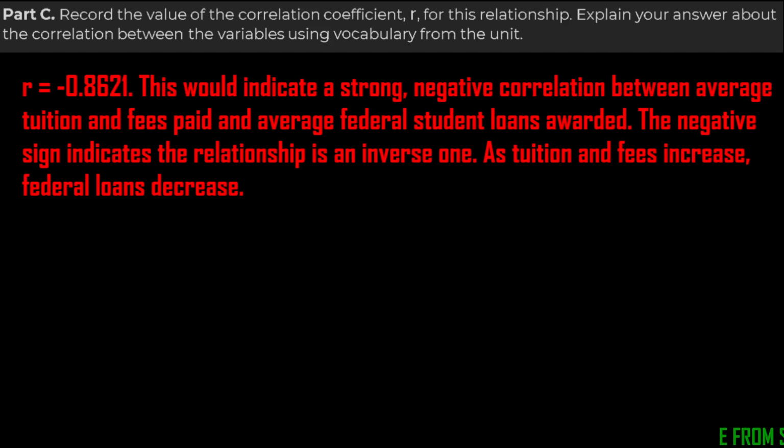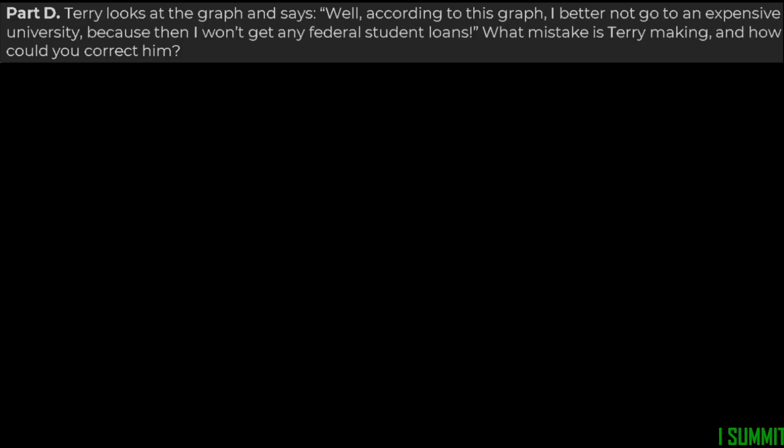Then for part D, it says Terry looks at the graph and says, well, according to this graph, I better not go to an expensive university because then I won't get any federal student loans. What mistake is Terry making and how can you correct him?